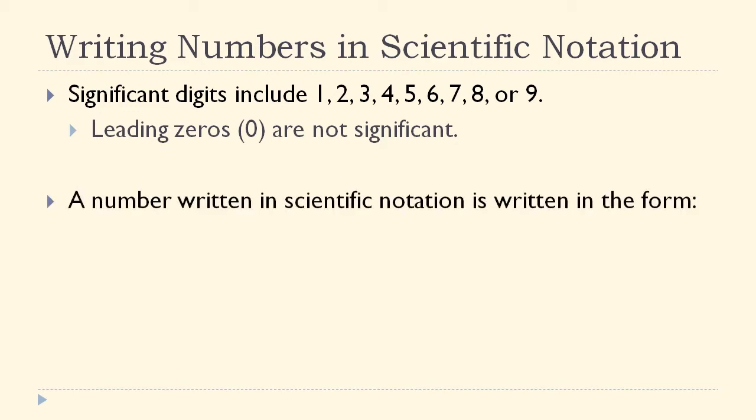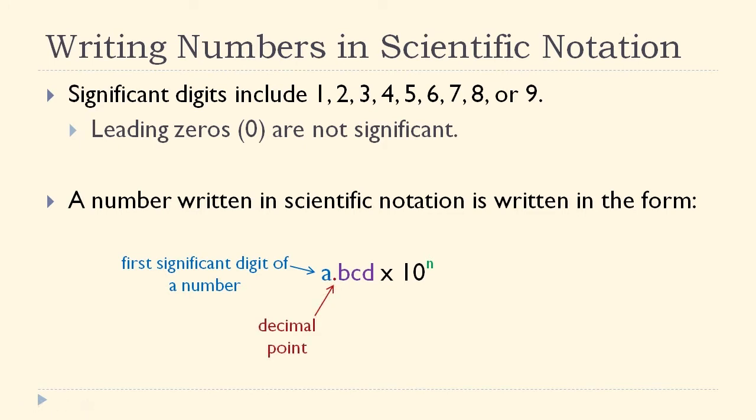A number written in scientific notation is written in the form of a point b c d times 10 to the power of n, where a represents our first significant digit. We have our decimal point. b c d are the numbers after the decimal, and they are the significant digits after the decimal. n is our exponent.